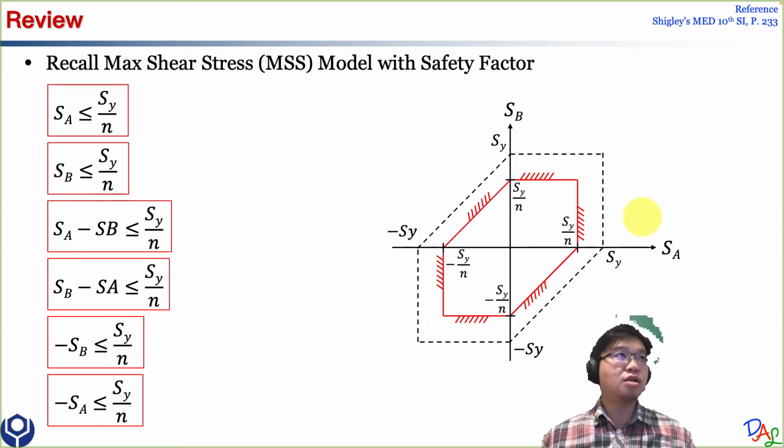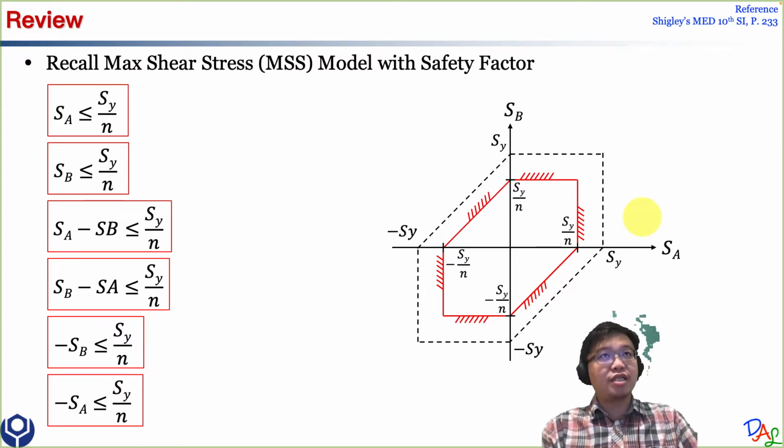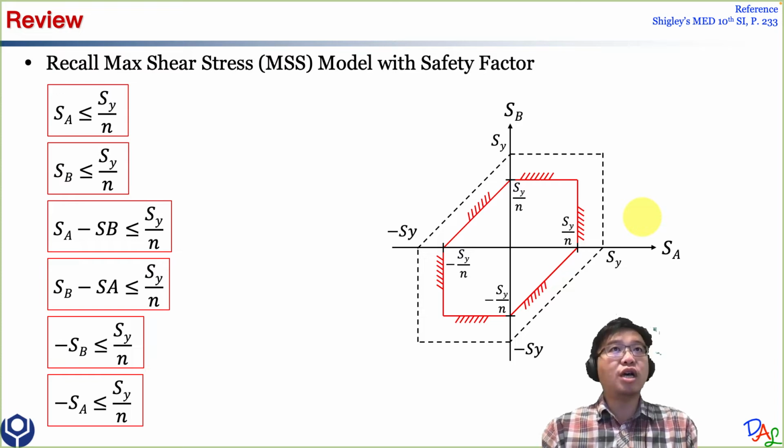Based on all the load conditions that we investigated, if we are working on a plane stress problem, on the plane, if we study the principal stress, one of them is SA, the other one is SB. And if we plot out the design limit for both principal stresses, this is what we get at the end.